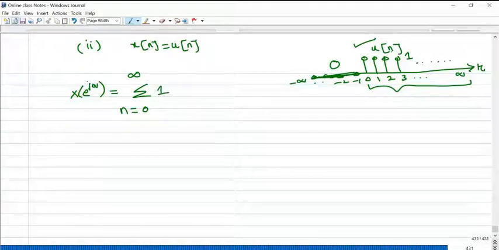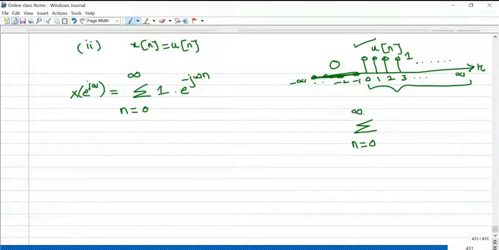So x[n] equal to u[n]. What is the magnitude? 1. So 1 times e^(-jωn). Basic formula: summation from minus infinite to infinite of x[n] e^(-jωn). According to the given signal, change your summation limit. For summation problems in DTFT as well as in Z transform, we will be using some standard formulas. Suppose summation n equal to 0 to infinite of a^n, the result is 1 divided by 1 minus a. The condition is modulus of a should be less than 1.